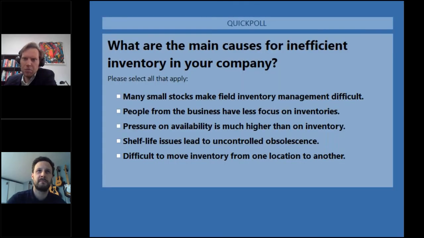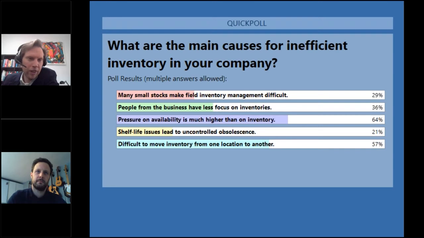So here you can select more than one. The question is, what are for you the main causes of inefficient field inventory in your company? So what we see is probably close to what we expected. Pressure on availability is of course much higher than on inventory. That corresponds with what we saw before. And then also, moving inventory from one location to the other is a challenge.